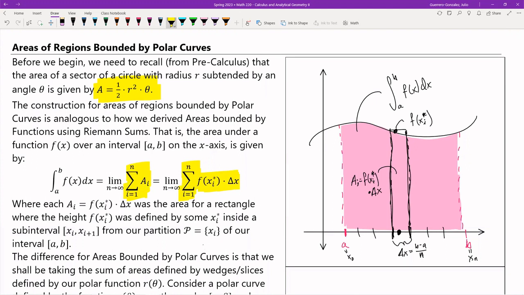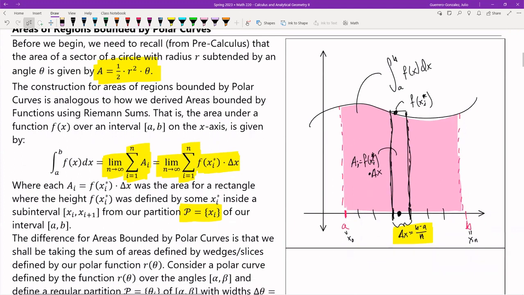The idea here was that if we made this delta x infinitesimally small, so that our n was getting bigger and bigger, which means our divisions were much finer, then that was getting closer and closer to the area under this curve. That meant we did a limit. All of this was done based off of our a to b, divided up into small little partitions, these x i's, this script P. That is the idea for how we did areas under our usual xy plane.